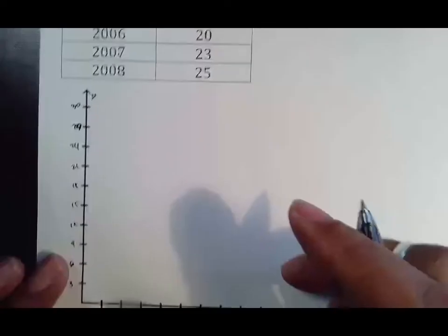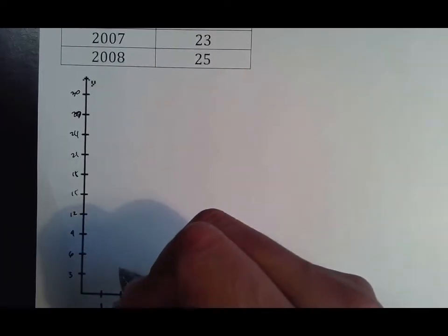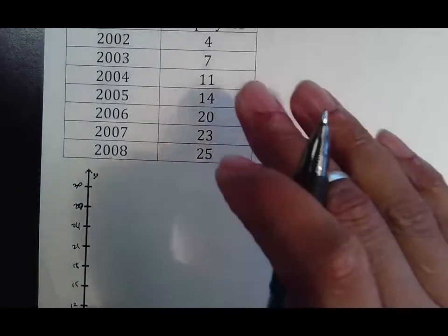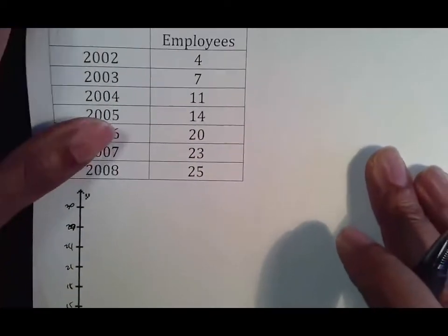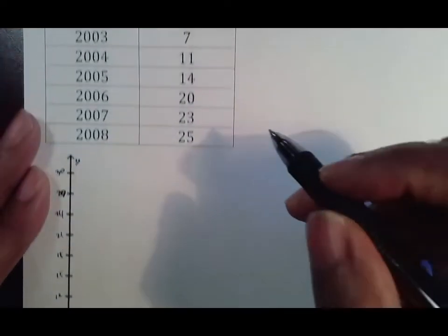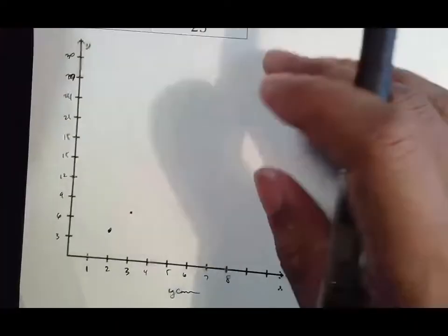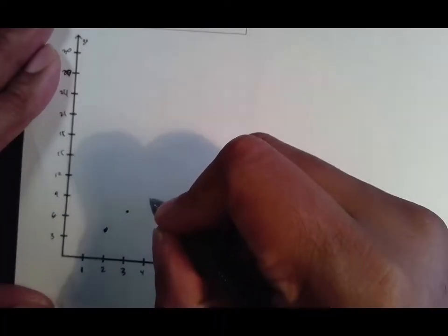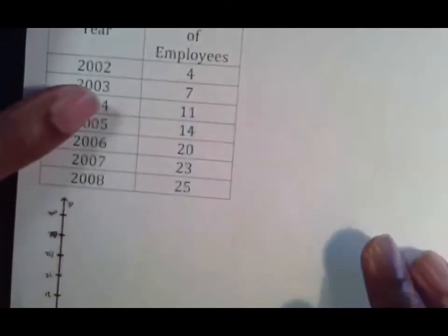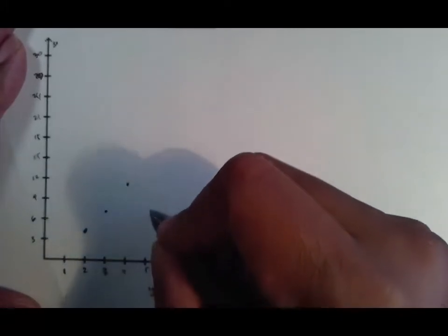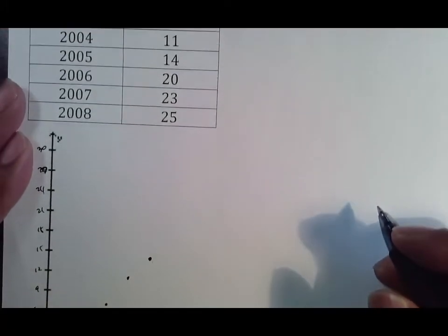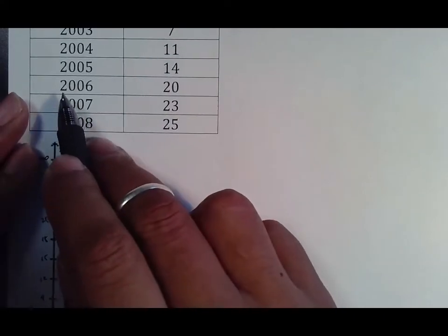And so now, 2002, the number of employees was 4, so it's above 3. Again, it's not going to be perfect. You just want to make sure you're about where you need to be. 2003, it was 7 employees, so 2003 is above 6. 2004, it was 11 employees, so 2004 goes to 11, which is going to be closer to 12. 2005 is 14 employees, so 2005, 2 less than 15, which is going to be somewhere around here. This is almost straight, which means I'm really messing up, but it's okay.